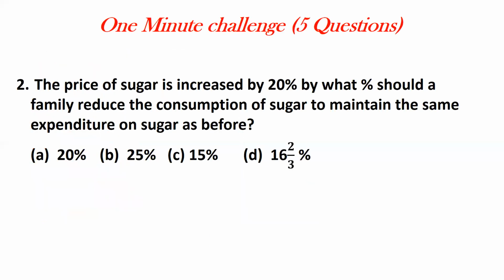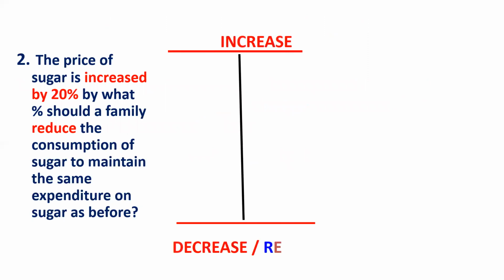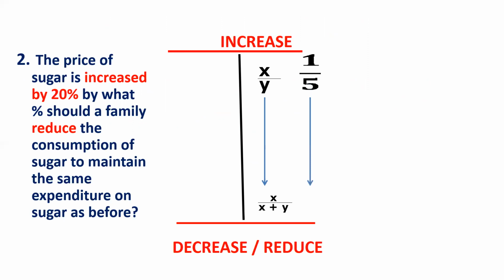Question number 2, you can see the price of sugar increased by 20%. By what percent should a family reduce the consumption so as to maintain the same expenditure? Increase is given, again we'll write the fraction 1 by 5 on the top or in the upper side. When it goes to the lower side, it becomes 1 by 6, which is equal to 16 2/3%. Increase is given, we'll write on the upper side. When it goes down, it becomes 1 by 6. 1 by 6 is equivalent to 16 2/3%. That you can get the answer in mind without using pen and paper.